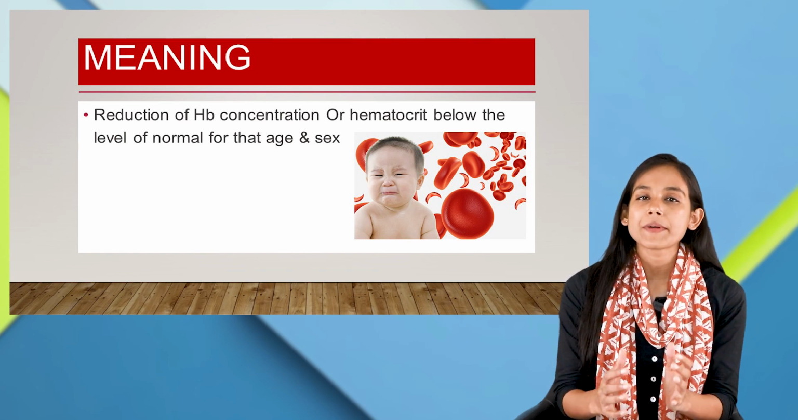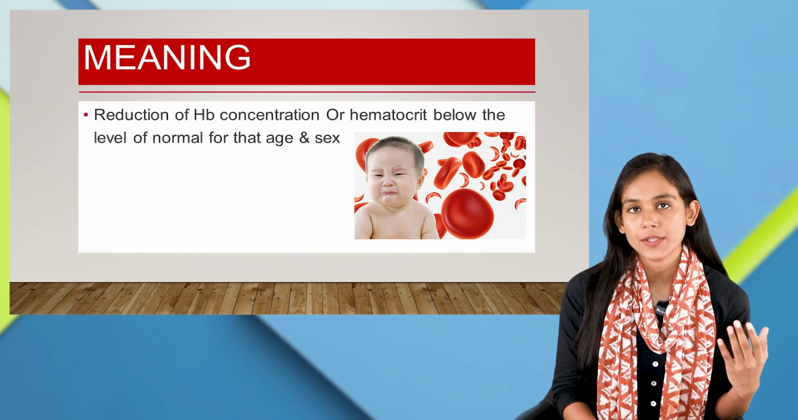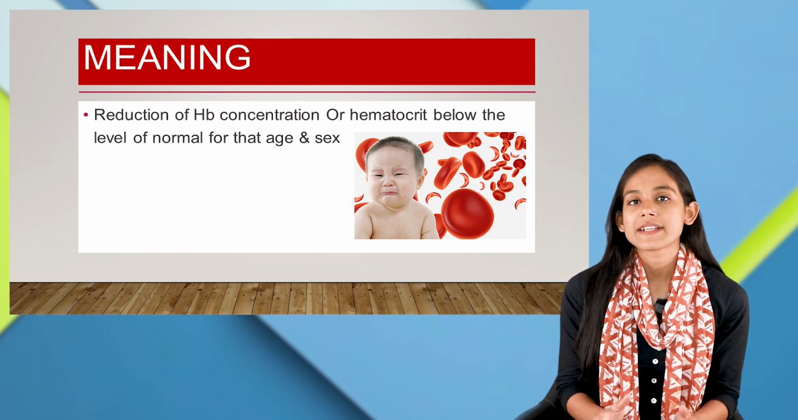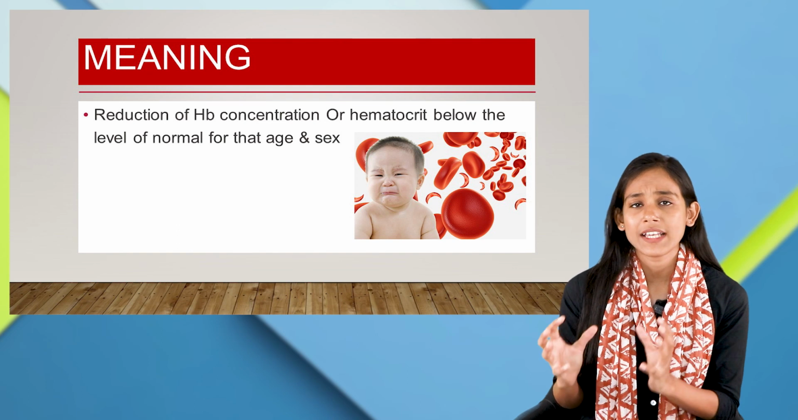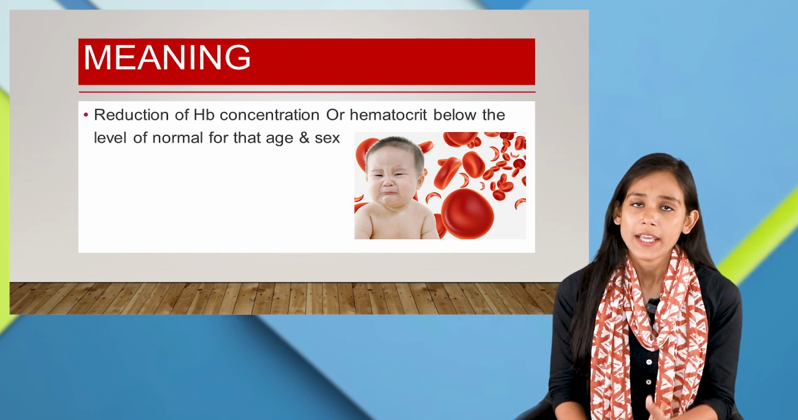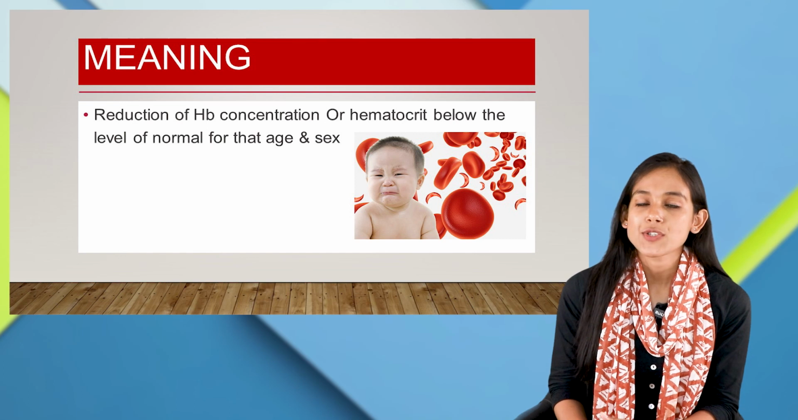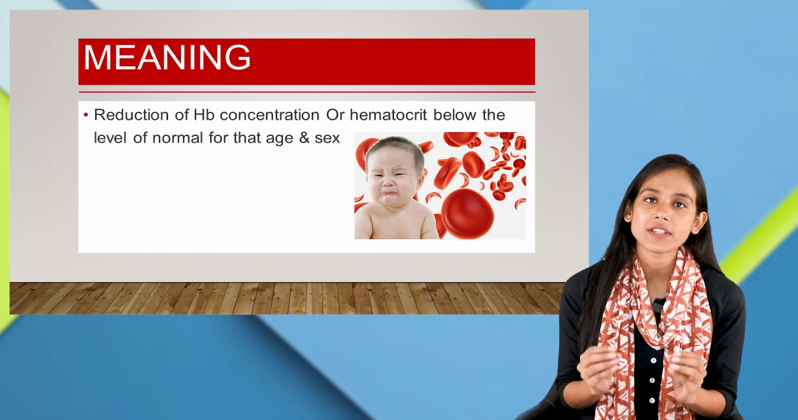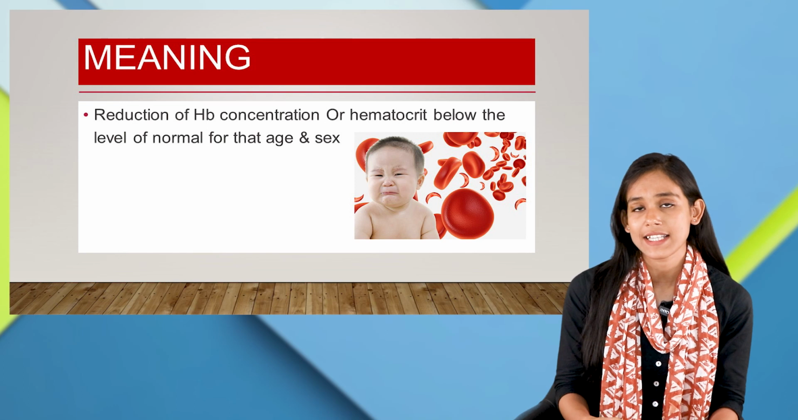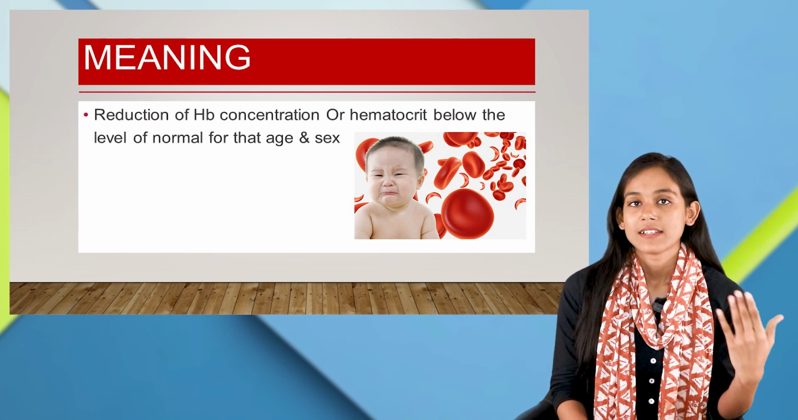So that means at a particular age and for a particular sex, there is a specific level of hematocrit or hemoglobin that should be there, right? When the hemoglobin concentration is less than that normal level, we call it anemia. So next we should know, what is the normal level of Hb concentration at a specific age?